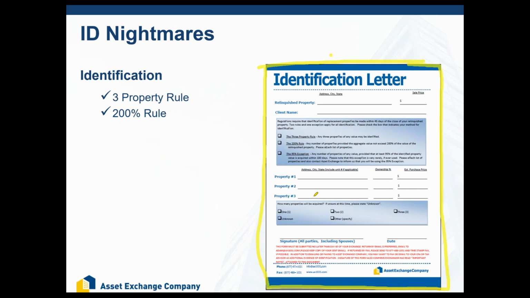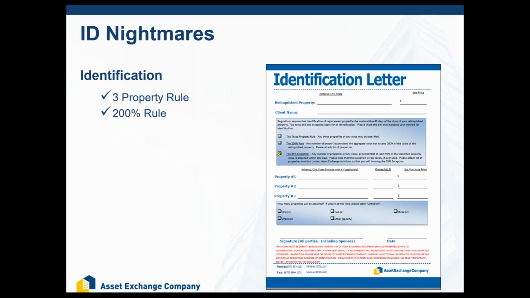True story. We got an identification letter 2 days ago. And instead of putting the addresses of the properties they wanted to buy, they wrote, can't find property, senior citizens with diabetes, COVID-19, something, something, something. And we said, what the heck? We called them and they said, hey, we can't identify. We have health issues and we want to get an extension. And I said, you can't do that.